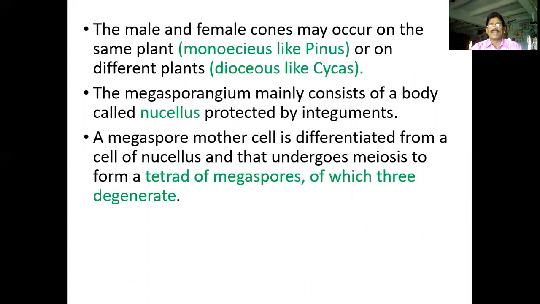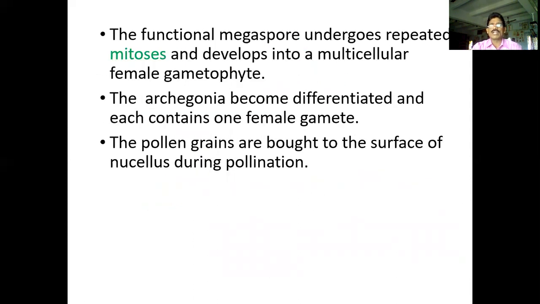The megasporangium mainly consists of a body called the nucellus. It is protected by integuments. A megaspore mother cell is differentiated from a cell of the nucellus and undergoes meiosis to form a tetrad of megaspores, of which 3 degenerate. The functional megaspore undergoes repeated mitotic divisions to develop a multicellular female gametophyte. The archegonia become differentiated and each contains one female gamete.